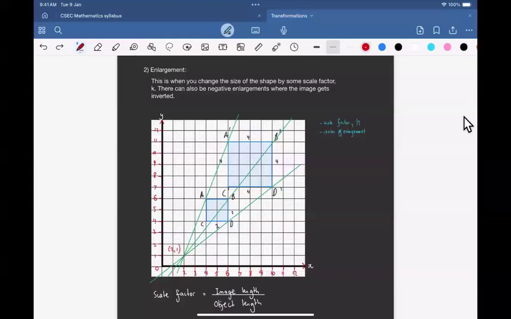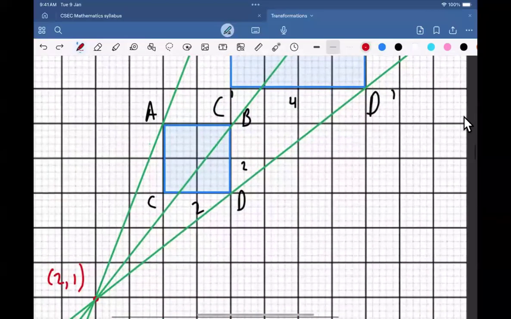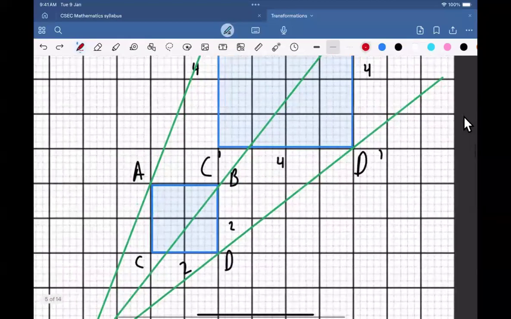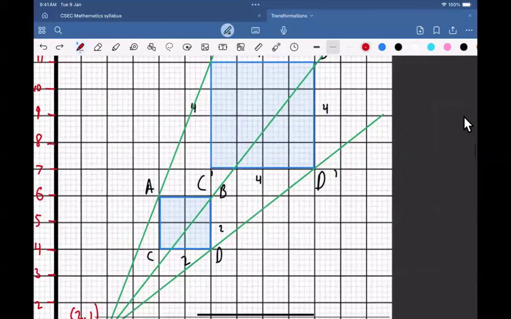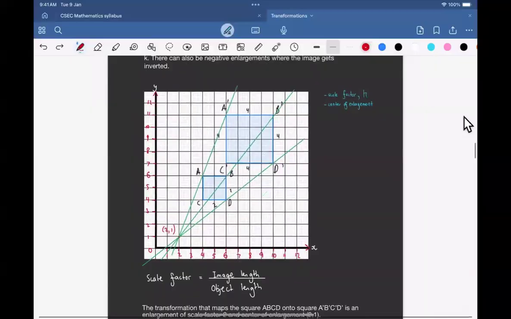By an enlargement of scale factor. How many times bigger is the new shape, A prime, B prime, C prime, D prime? Look at the lengths. The object has two units long, so by two. By scale factor two. So by a scale factor of two, about a center of enlargement. What is the center of enlargement?